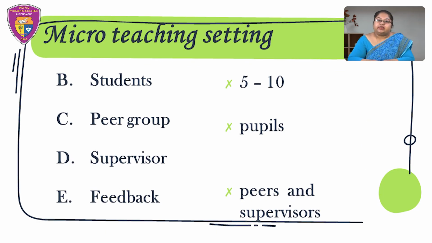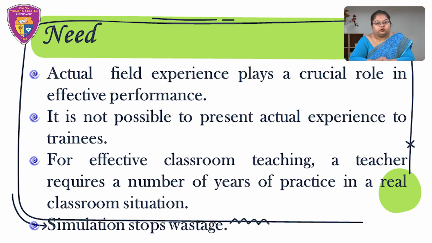In micro teaching setting, number of students are 5 to 10, so a small number of students. Your peer group are your pupils, they are your students. You have a supervisor, that will be your teacher, and feedback is provided by your peers and supervisors. Now what is the need of micro teaching? In actual field, experience plays a crucial role in effective performance. Practical use of theoretical knowledge helps the teacher to perform better in actual school classrooms.